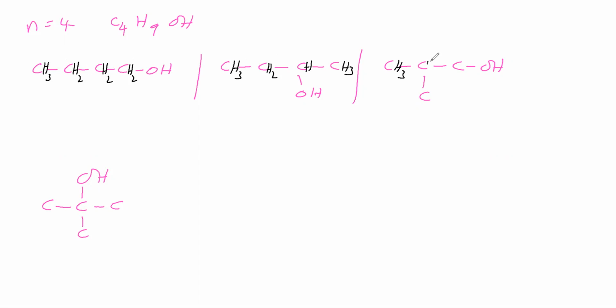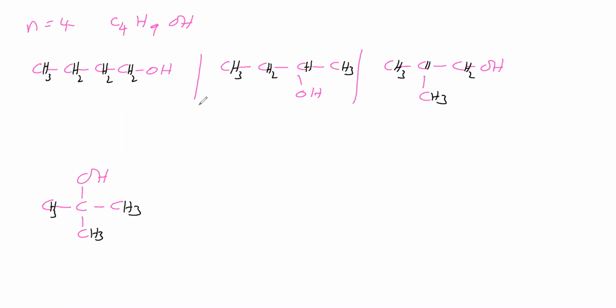So now we are giving hydrogens to the carbons depending on the requirement. For this carbon 3, for this carbon 3 hydrogens, for this carbon 3 hydrogens. This carbon has 4 bonds, therefore don't give any hydrogen to this carbon. So now we have written the possible isomers for this C4H9OH.